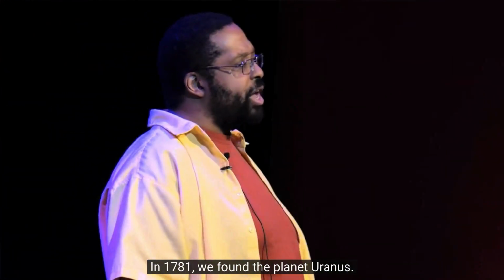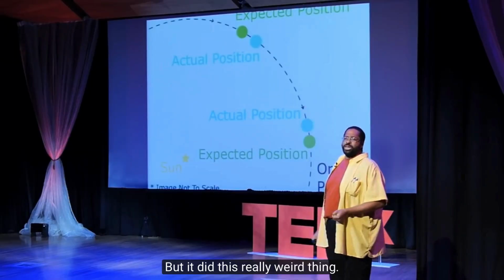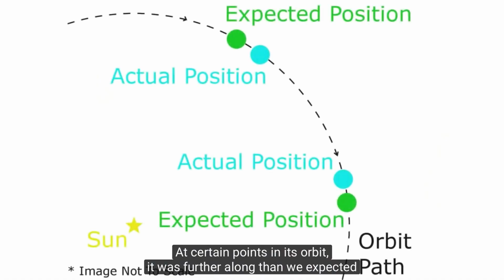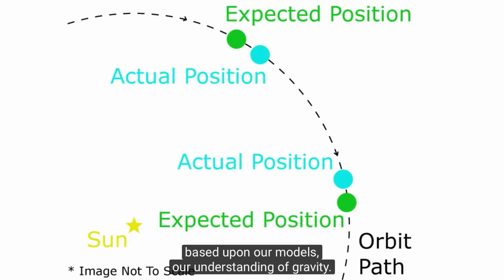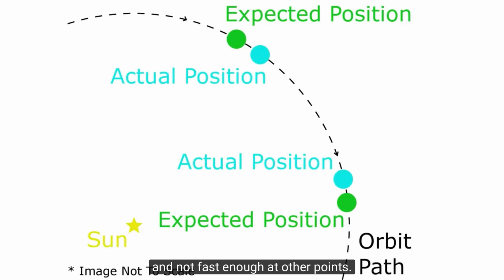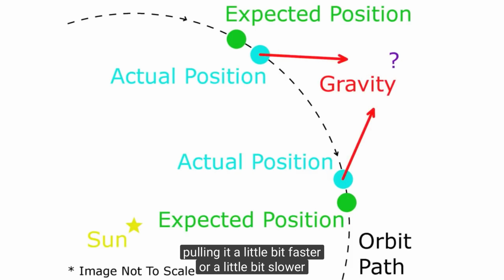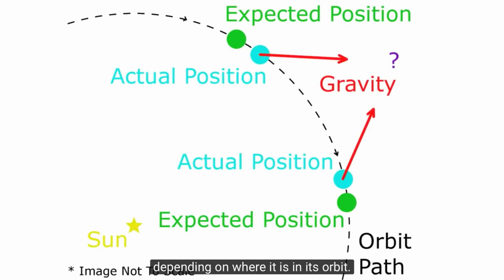In 1781, we found the planet Uranus. But it did this really weird thing. At certain points in its orbit, it was further along than we expected based upon our models, our understanding of gravity. And at other points in its orbit, it hadn't traveled far enough. It was almost as if it was traveling too fast at some points and not fast enough at other points. And astronomers looked at this and they said, it looks a lot like something is pulling it a little bit faster or a little bit slower, depending on where it is in its orbit.